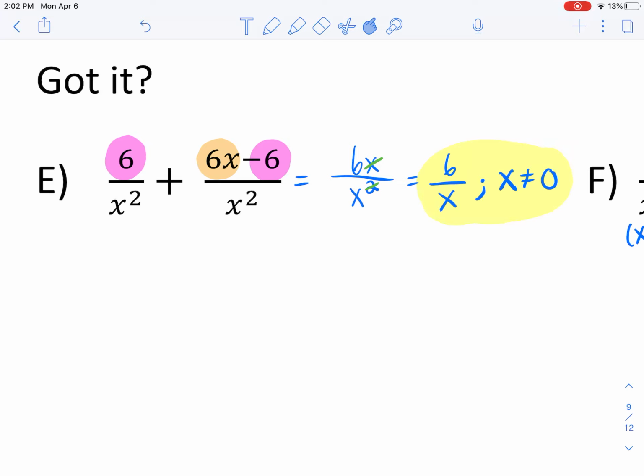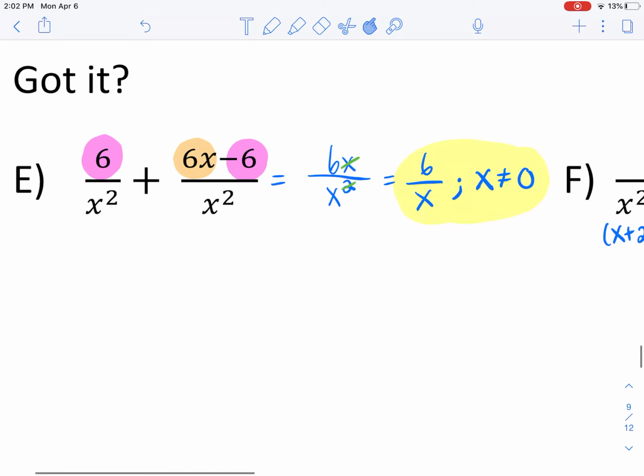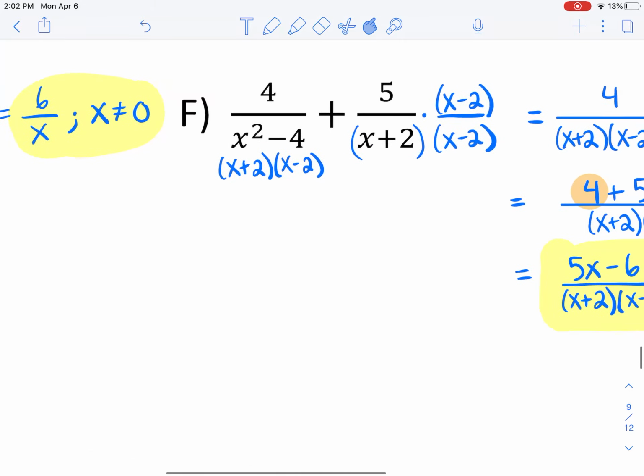And then as far as what you would need to eliminate to make the domain work, it would be x is not equal to 0, but don't worry about that. You're not going to have to do that on the homework. I included it on the solutions for the got it, but you don't need to worry about it.